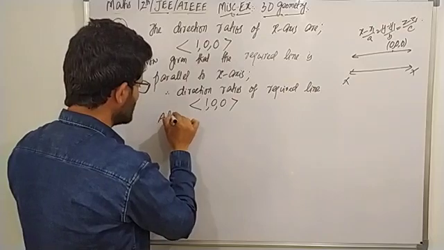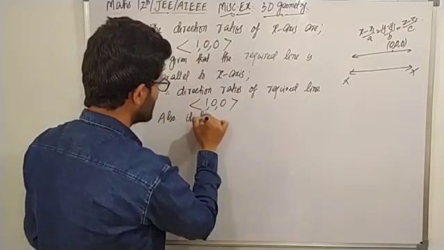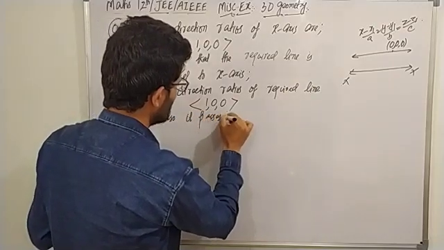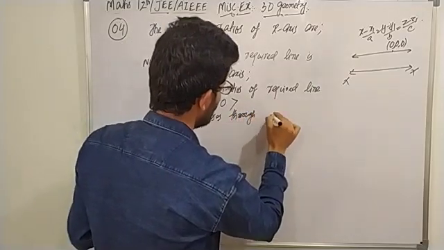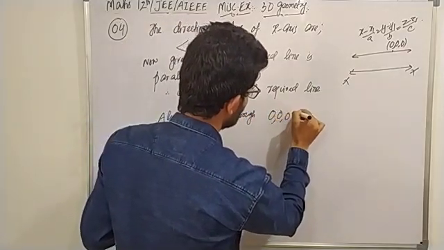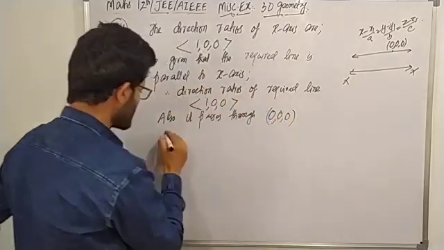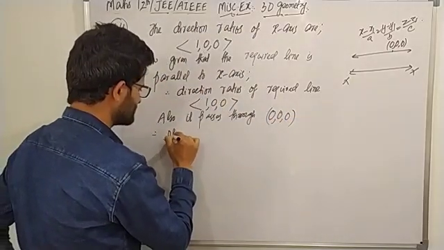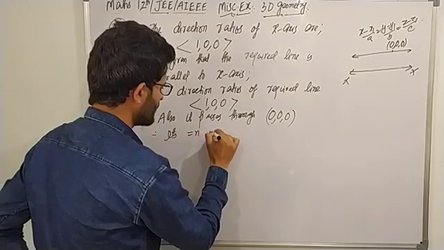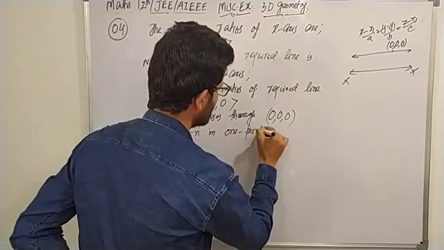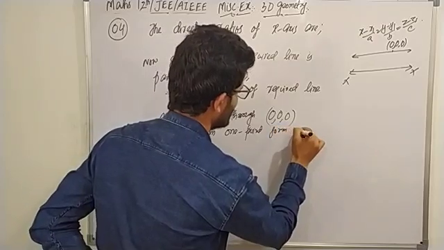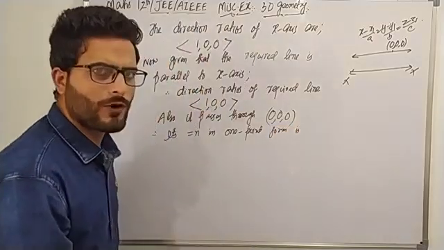Also it passes through, ये पास हो रहा है किसमें से? origin 0, 0, 0. Therefore, its equation in one point form is क्या होती है?